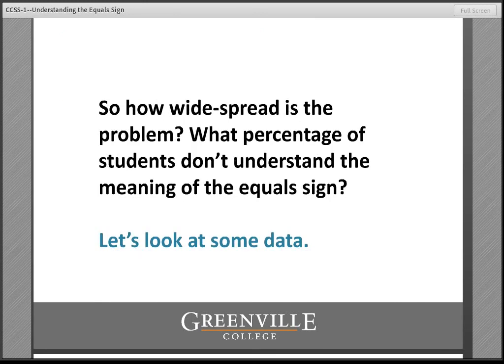Next, we're going to take a look at the extent to which the problematic perceptions of the equal sign exist, and also to what extent they persist over years of the curriculum. So if they have misconceptions at this early stage, do they get resolved before they get to algebra or not? We're going to take a look at that.